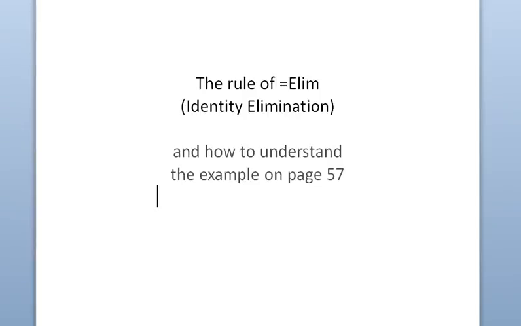Okay, this is going to be a short video to help you understand the rule of identity elimination. It's explained on page 56 of the textbook, and there's an important example on page 57, and then a "you try it." Many people have trouble understanding the example because of the symbolism that's used to explain the rule.